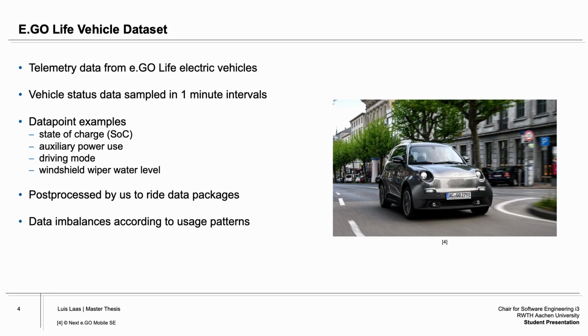The main data source for all our work was the EgoLife vehicle dataset. It consists of telemetry data from EgoLife electric vehicles, and vehicle status data are sampled in 1-minute intervals in this dataset. Each data point includes comprehensive information about the vehicle status, including, but not limited to, state of charge, auxiliary power use, driving mode, or minor information like, for example, windshield wiper level warnings. We post-process the data into ride data packages. Here we are able to view the data on a per-ride basis and use ride information for further analysis.